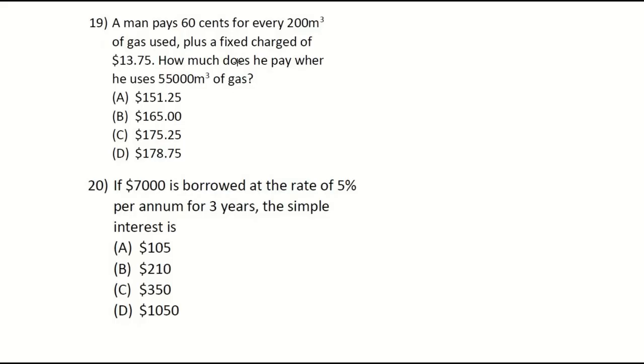How much will he pay when he uses the gas? If you remember, this was usually the answer, and the answer for this was D. How did I know that? If you remember the question, they told you that the total amount paid was $178.75. We can do it if you want, but I'll just talk it out. For 55,000 meters cube of gas, it was costing 150, I believe. Then you add 1375, and that is how you get this answer.